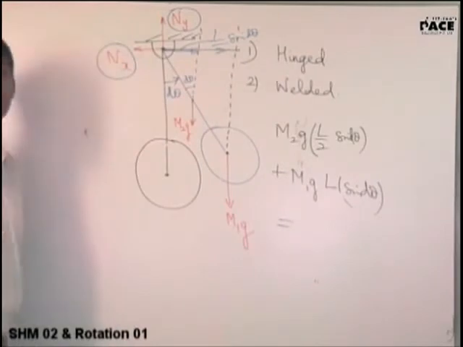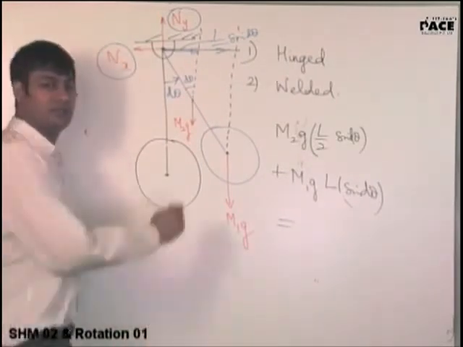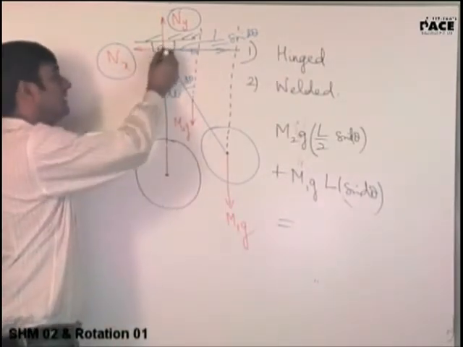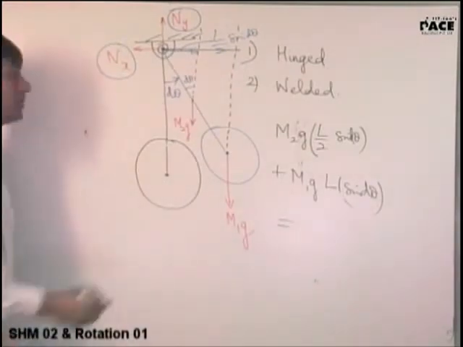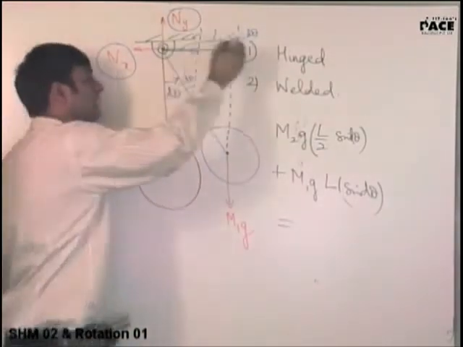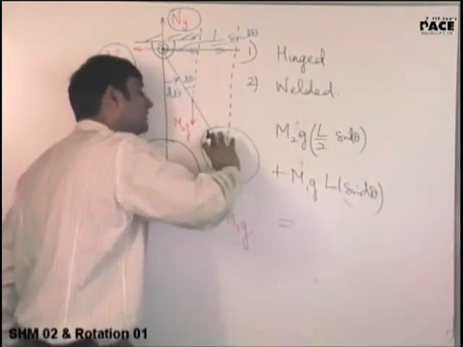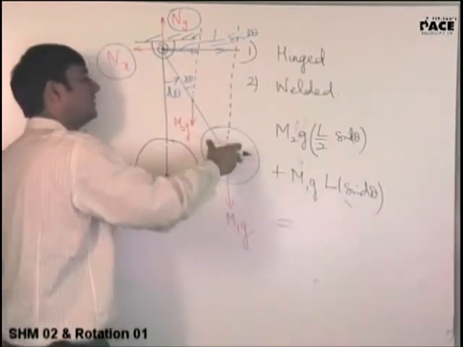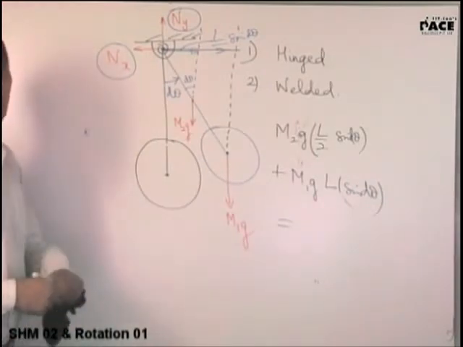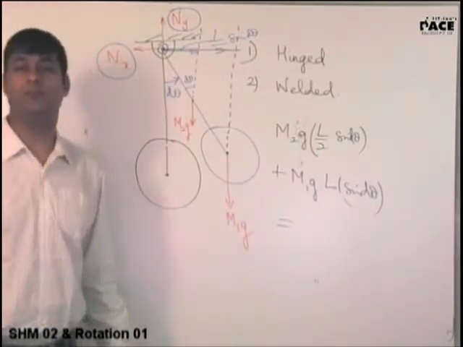Where should I find the moment of inertia? About which axis? About that point. Yes, about whichever point you took the torque, the moment of inertia is about the same point. So I about this will be, in the first case when it is hinged, is the disc going to rotate? Yes or no? I discussed it with you.